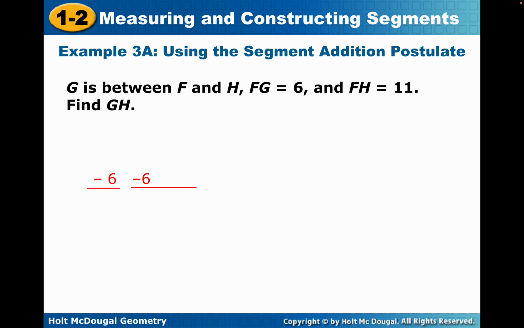Pretty much just know that basic part, okay? I'm going to move on. Just ignore the -6s. I don't know why they're there right here. But if we have that G is between F and H, FG equals 6 and FH equals 11, we need to find GH. So go ahead and try that on your own, and then we'll talk about it, okay? So find GH and use what we just talked about in that previous slide to help you, okay?